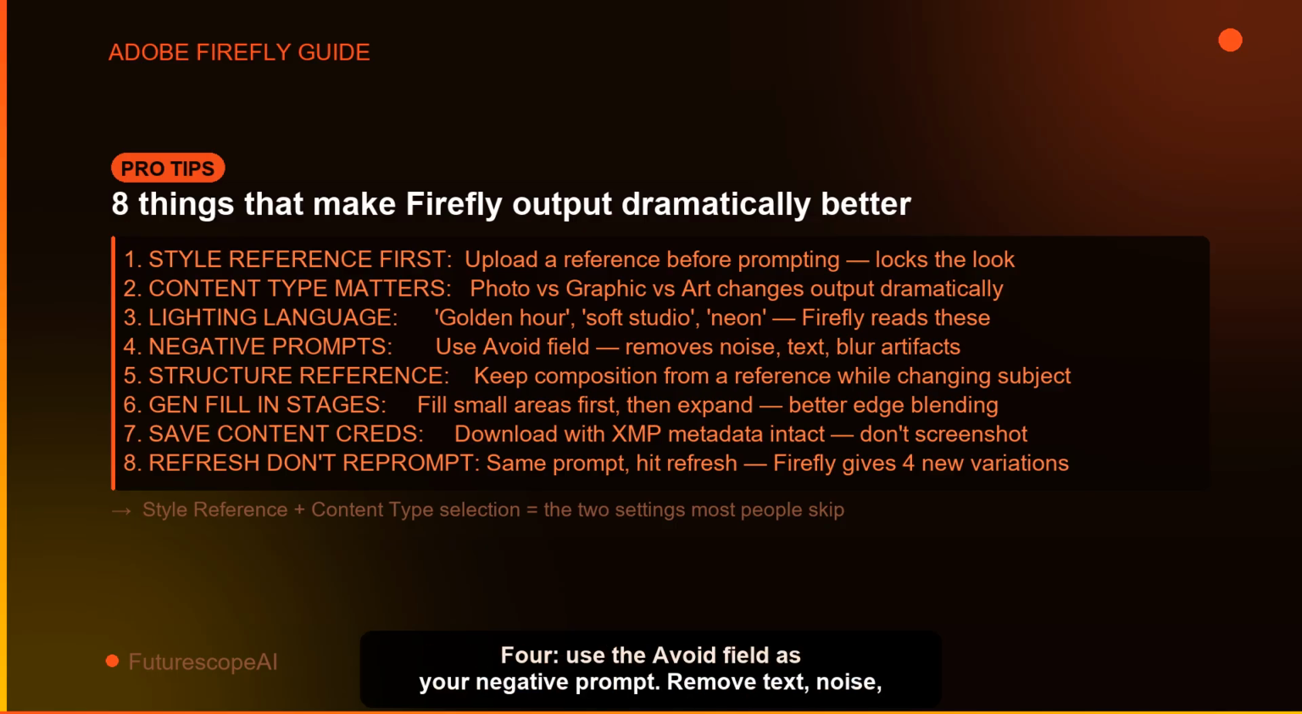4. Use the avoid field as your negative prompt. Remove text, noise, blur, and any unwanted elements before the first generation. 5. Use structure reference when you want to maintain a specific composition while changing the subject or style entirely. 6. When using Generative Fill in Photoshop, work in stages. Fill smaller areas first, then expand outward. The edge blending is significantly cleaner.